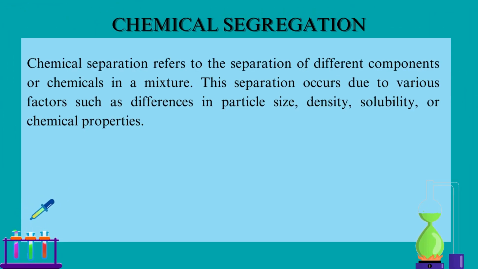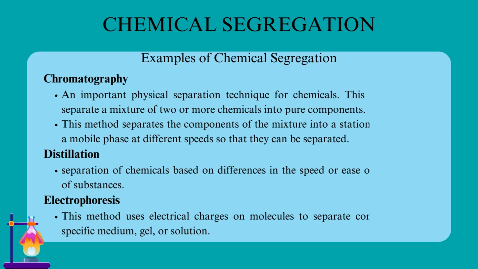Chemical separation refers to the separation of different components or chemicals in a mixture. This separation occurs due to various factors such as differences in particle size, density, solubility, or chemical properties. Examples of chemical segregation. Chromatography. An important physical separation technique for chemicals. This technique can separate a mixture of 2 or more chemicals into pure components. This method separates the components of the mixture into a stationary phase and a mobile phase at different speeds so that they can be separated.